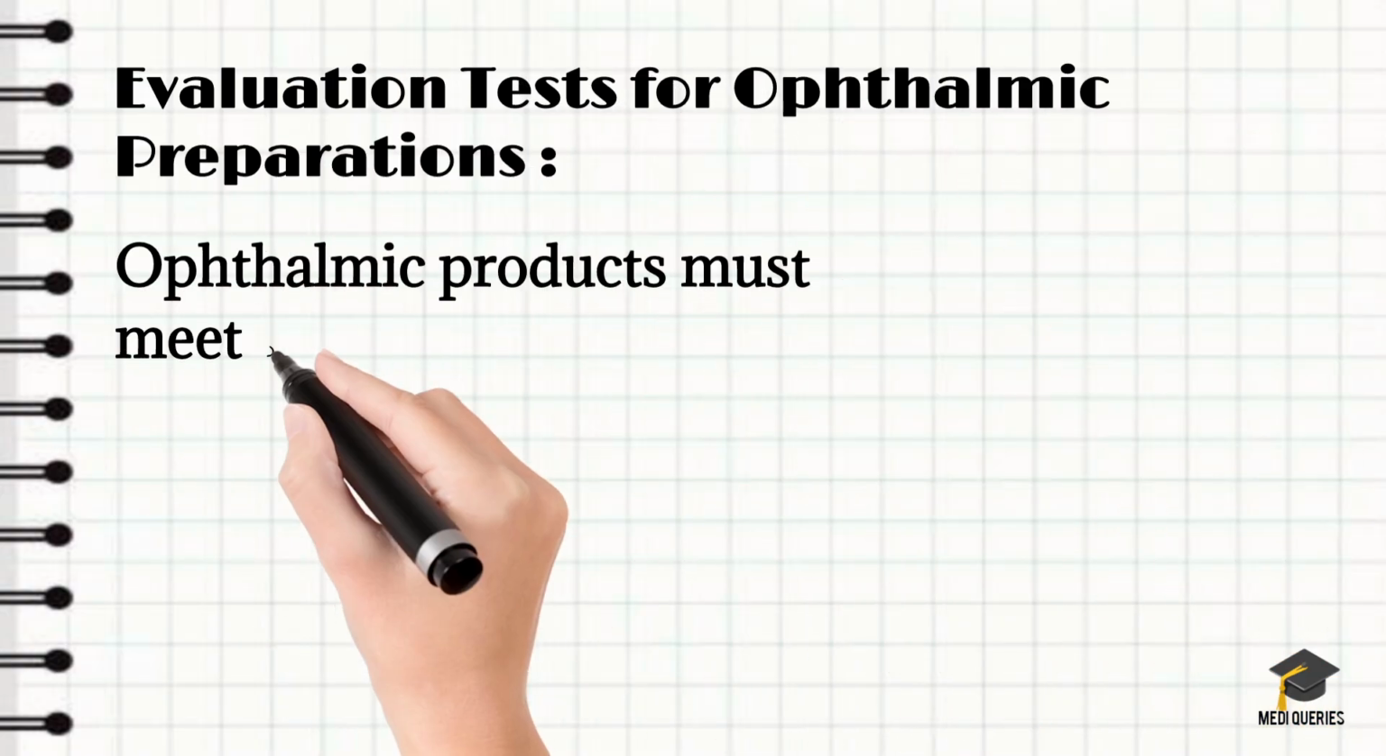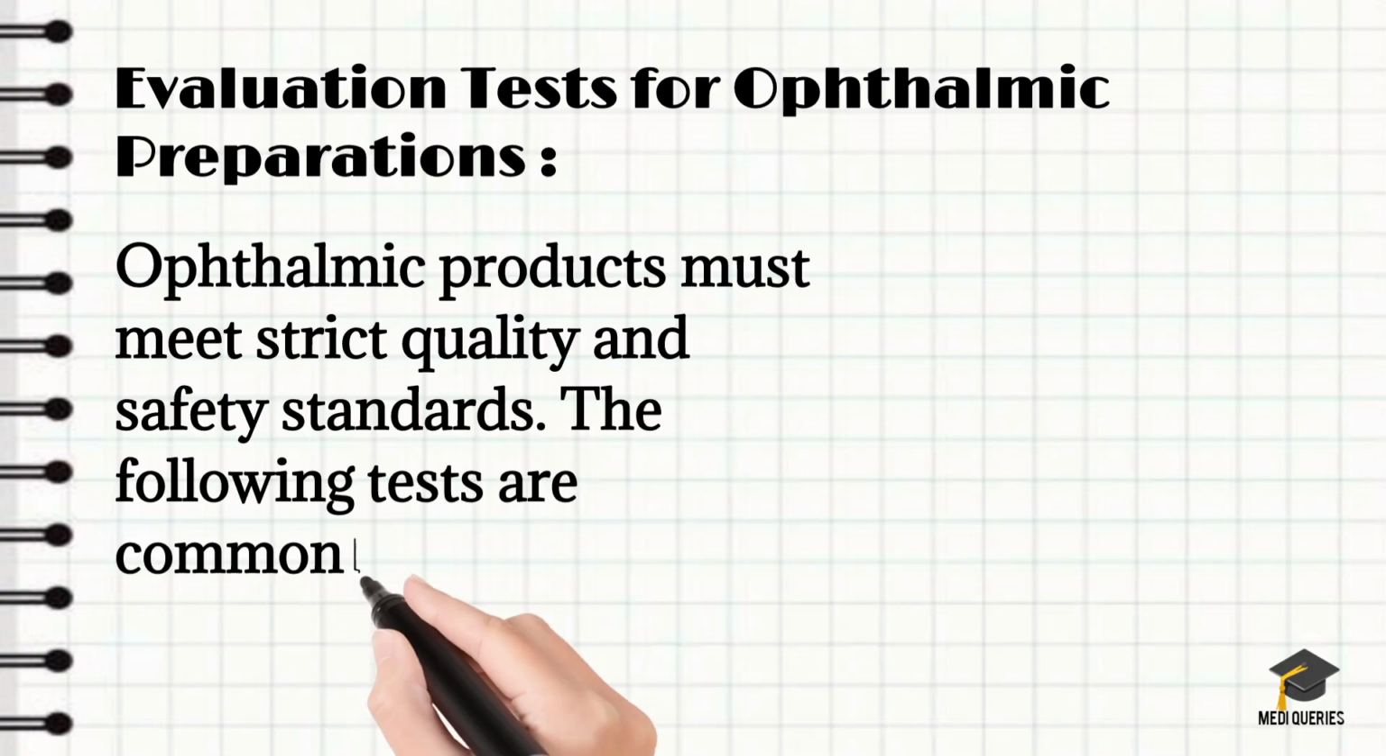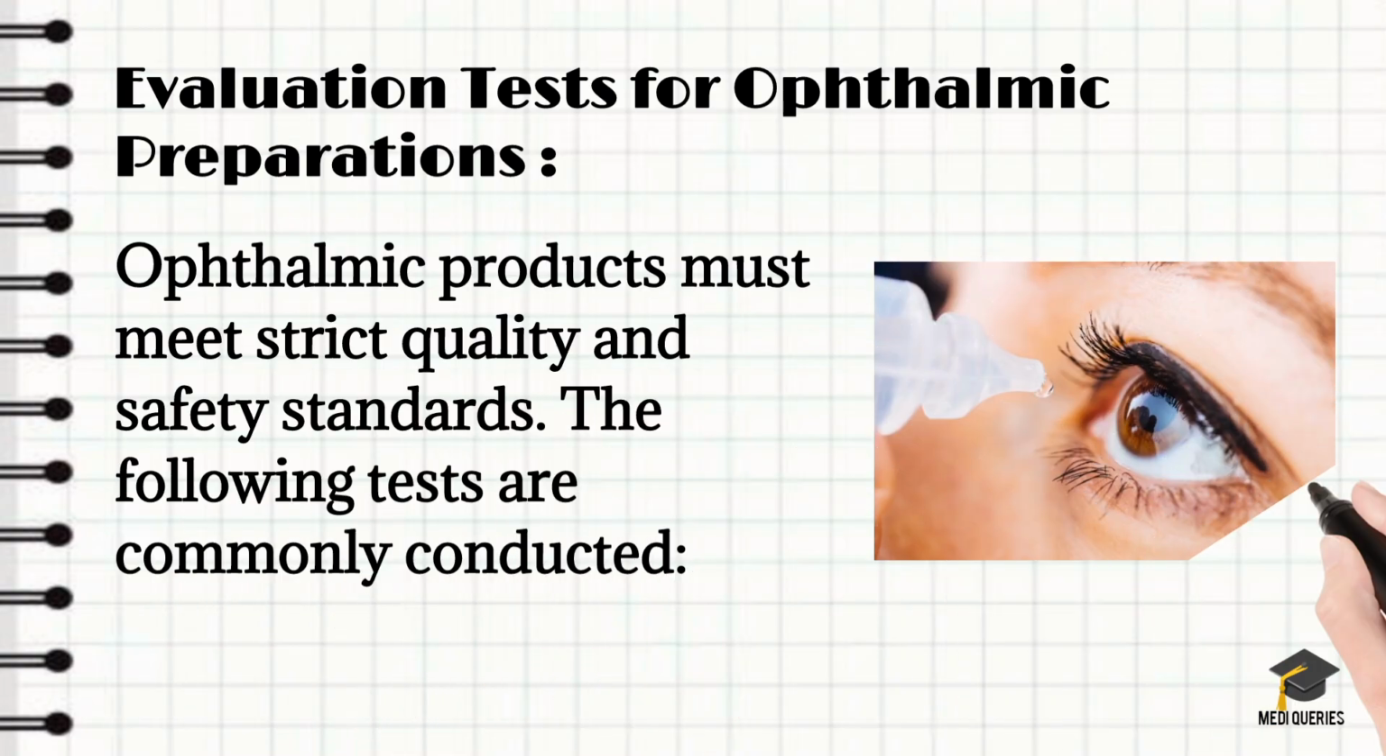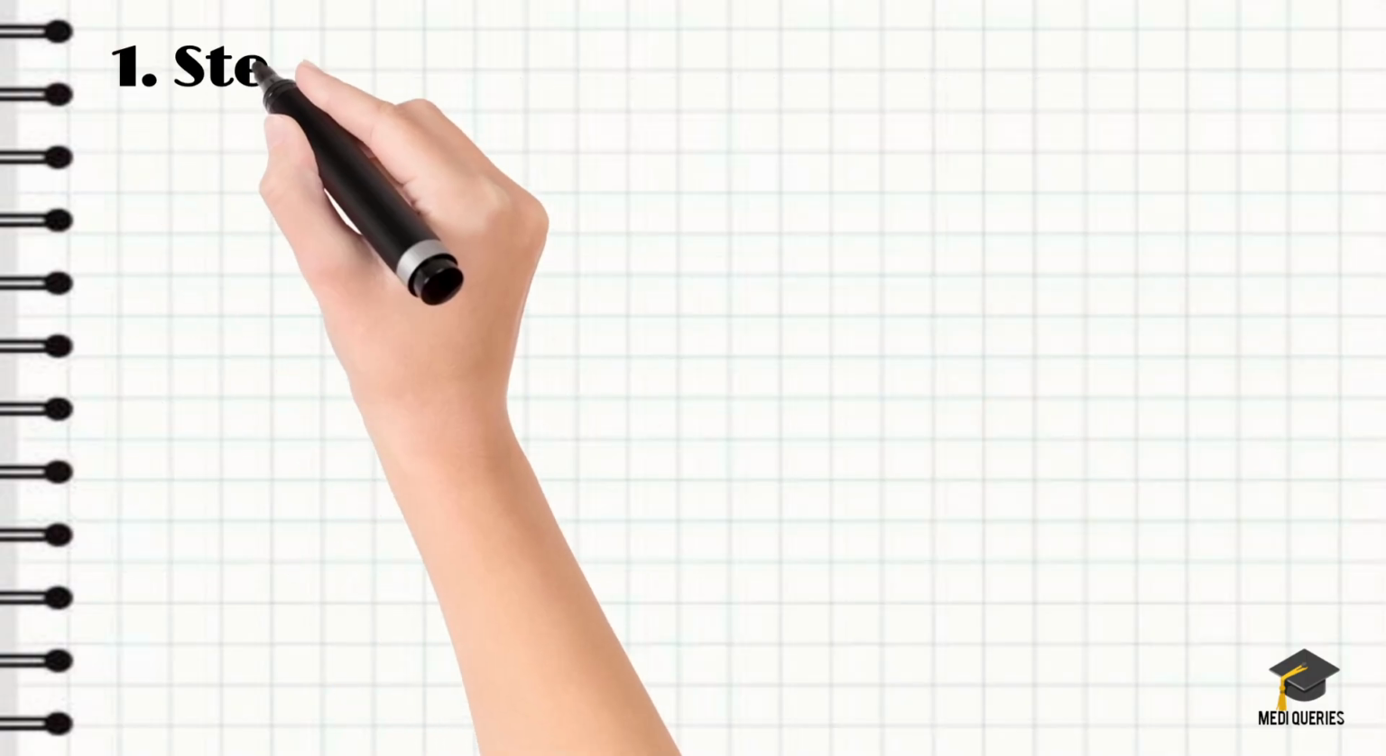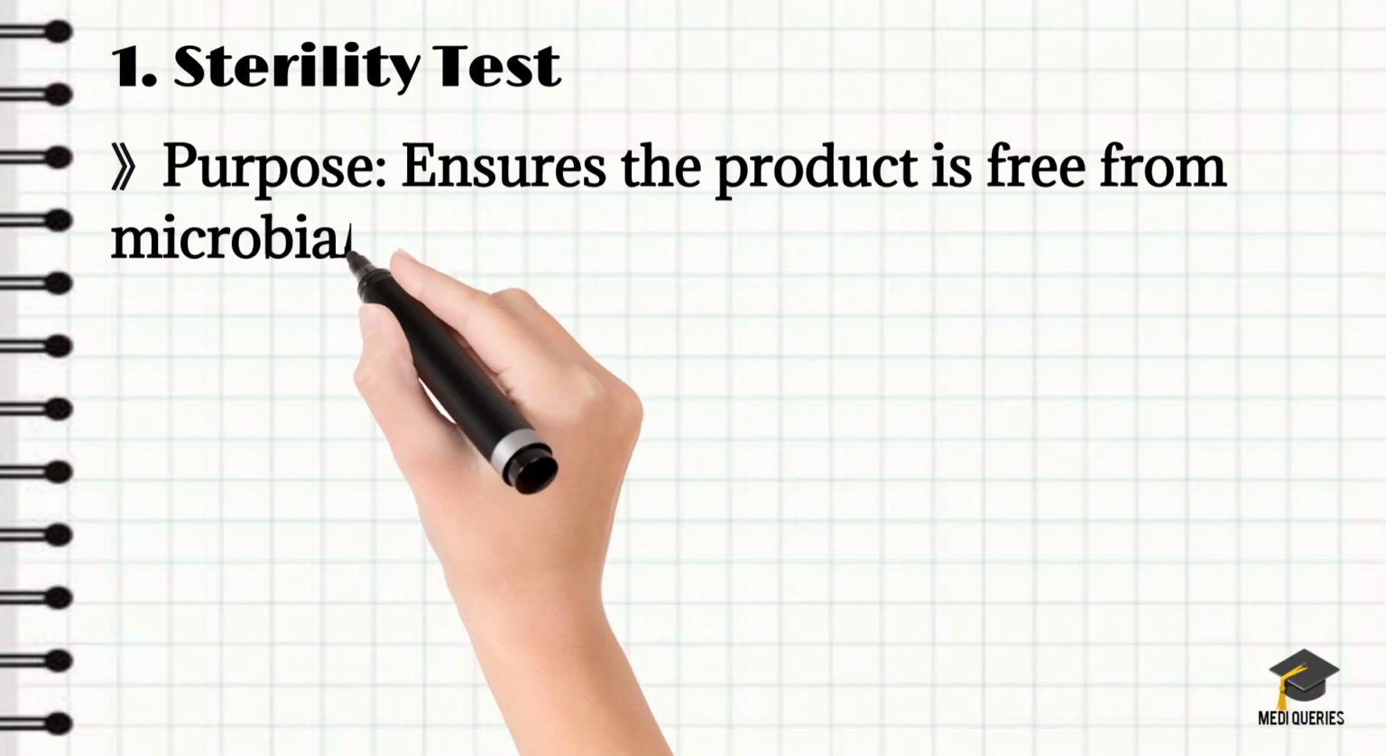And the next one is the evaluation of ophthalmic products. There are many evaluation tests to be conducted for ophthalmics, like sterility test, clarity test, pH determination, isotonicity test, viscosity measurement, drug content and uniformity of content for suspensions or ointments, particle size and distribution for suspensions, in vitro drug release, preservative effectiveness test, packing and leak test, and weight and volume uniformity. All these tests need to be conducted for the evaluation of ophthalmics.